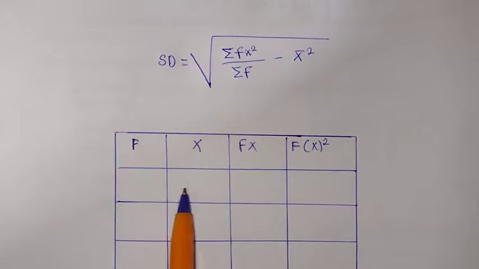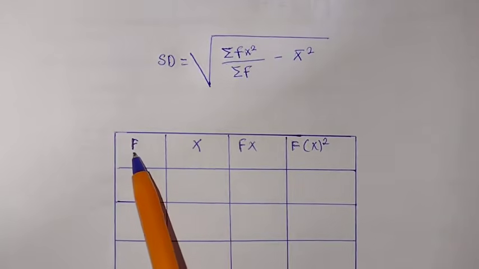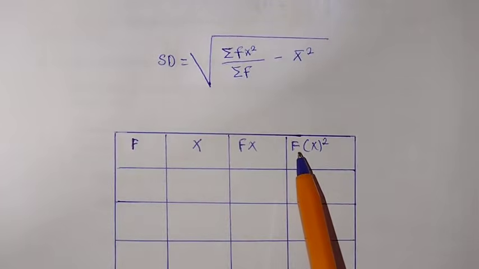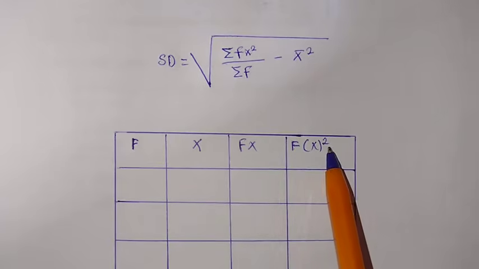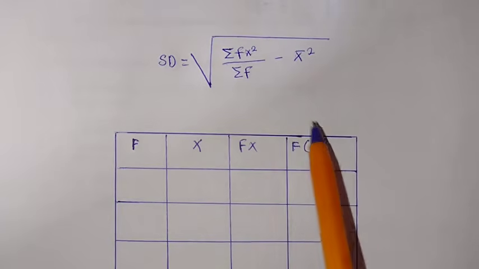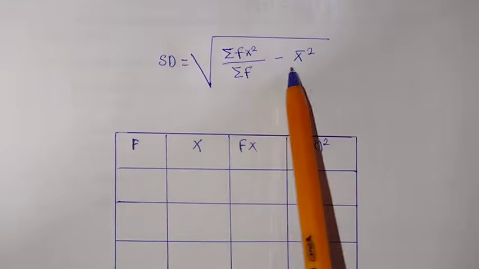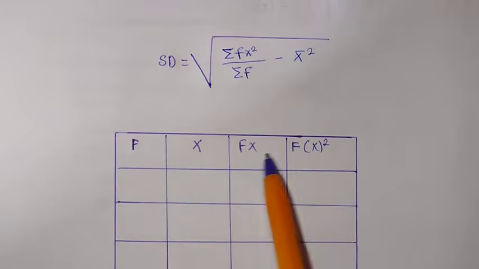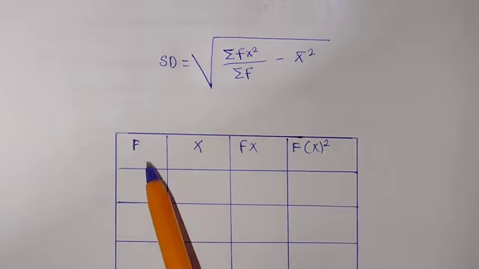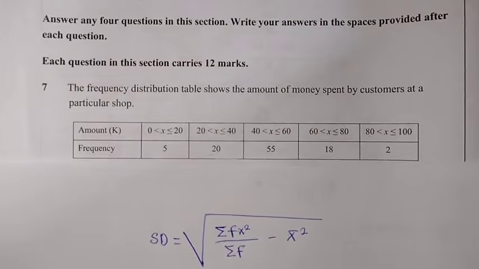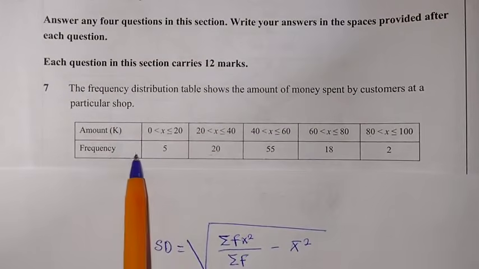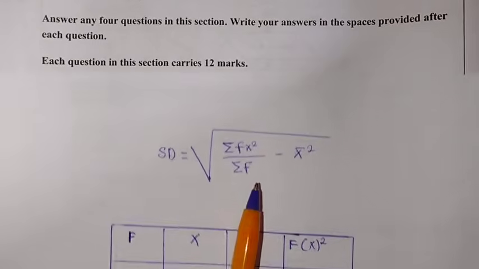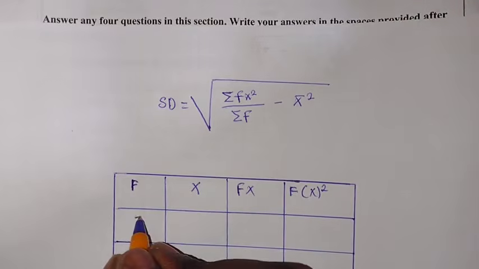Alright, so this is how you are going to draw the table. You can see we have f, we have x, we have fx, then we have f and x squared. These that I've put here are on the formula, so you are just supposed to put them right here. Where you have f, that is the frequency. Which one is the frequency? It is right here on the table where you have 5, 20, 55, 18, and 2. This is the frequency that you are going to put here.